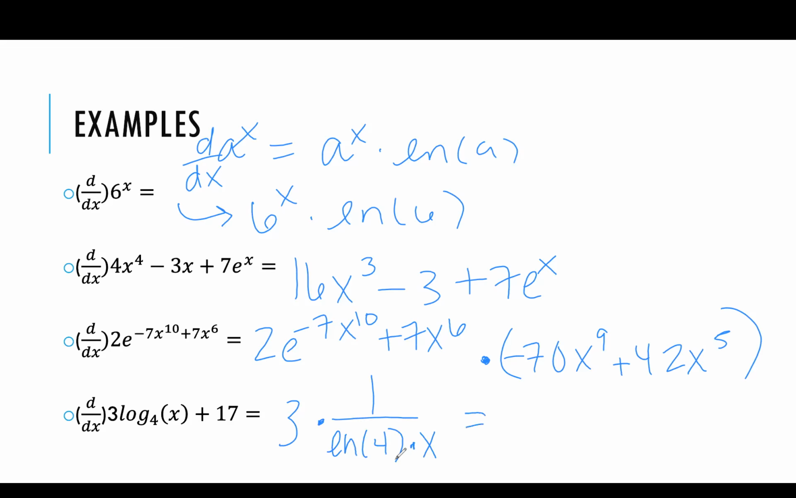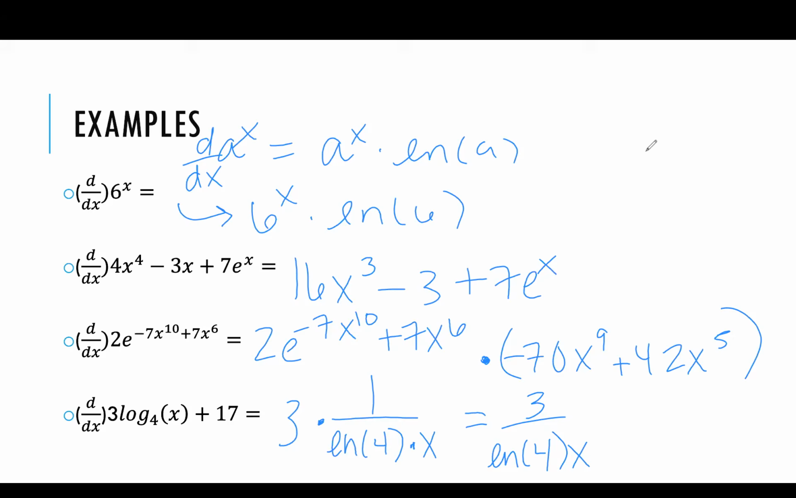And we can always rewrite this as 3 over x ln 4, or x ln 4, it doesn't really matter. But that is the answer for that one. So with these, you just want to make sure you take them step by step and make sure that you know that you have your formulas memorized, and also you're taking into account if you need to use the chain rule. Okay, now lastly, I have one more example here for you guys.